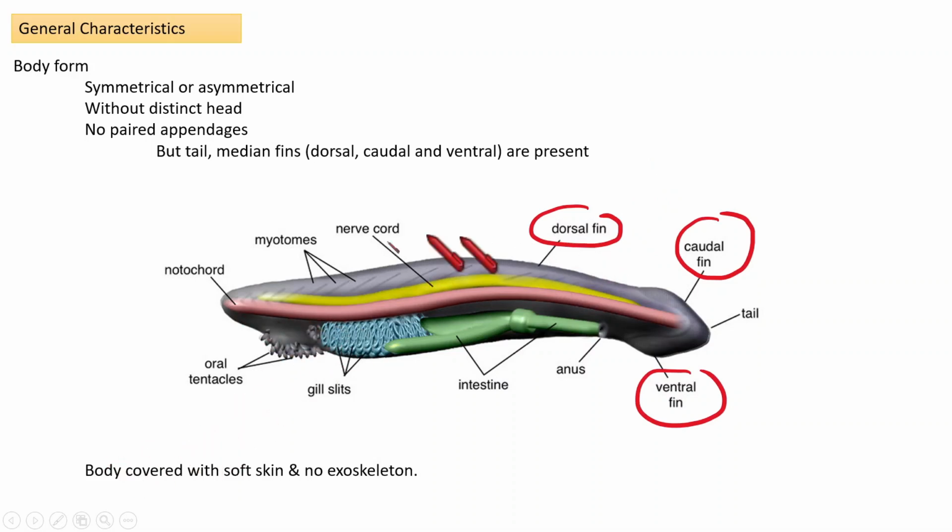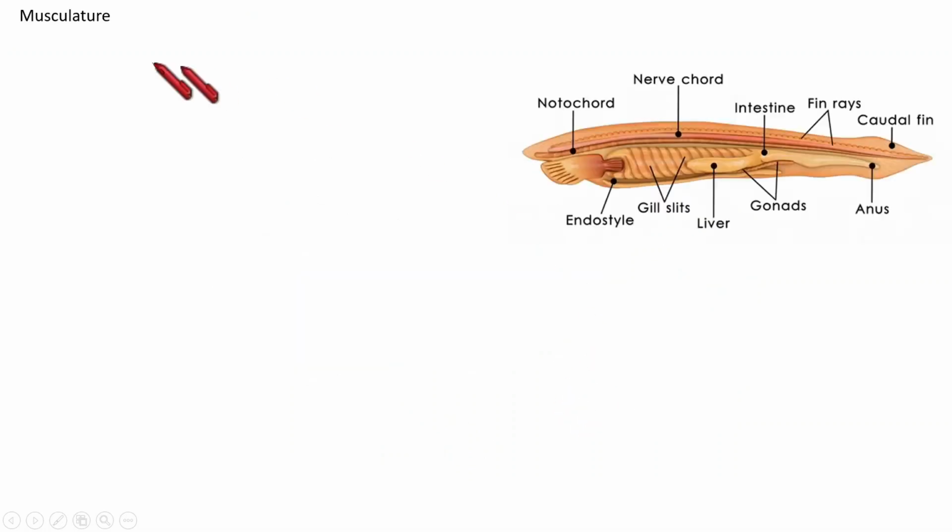And the body of these cephalochordates is covered with soft skin, and there is no exoskeleton. Exoskeleton means the skeleton that is seen outside the body, like the scales in the case of modern fishes. Any such type of skeleton is lacking in these cephalochordates.